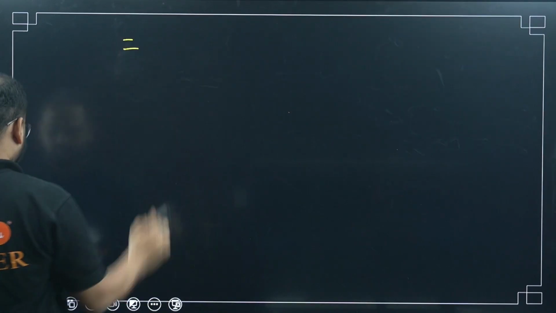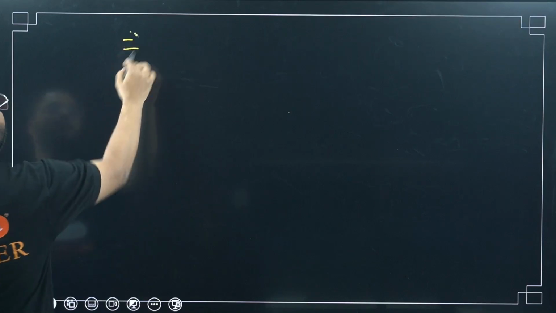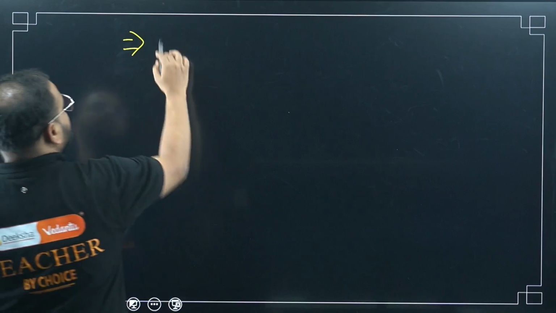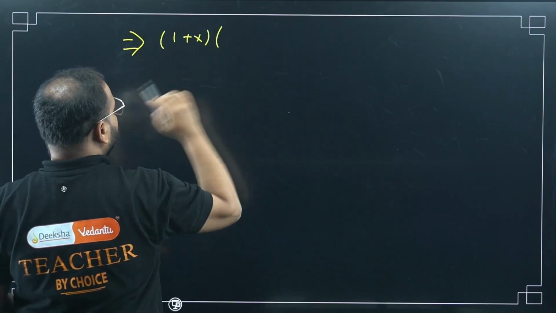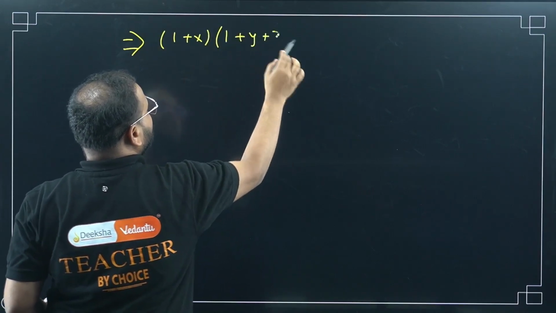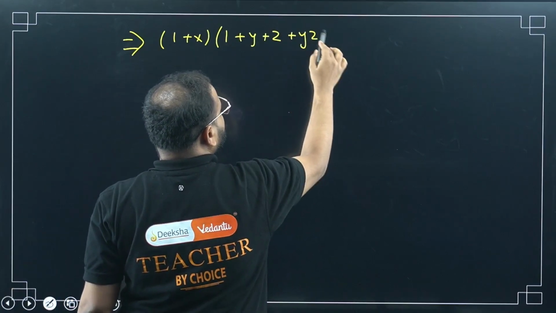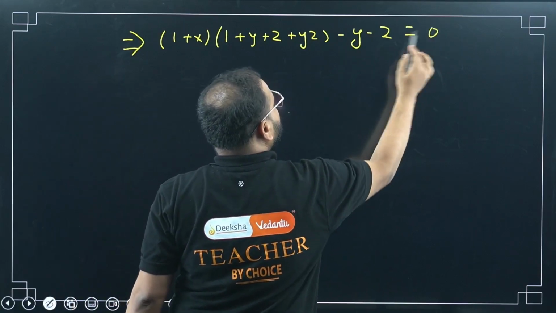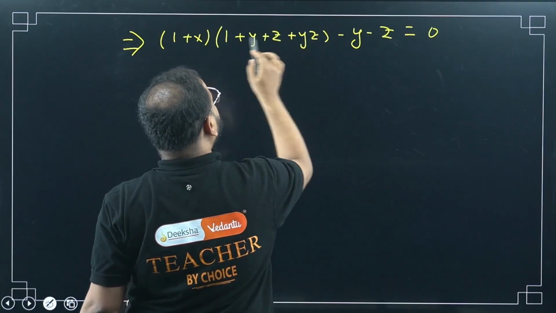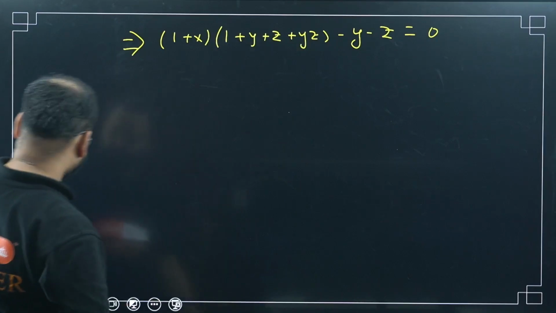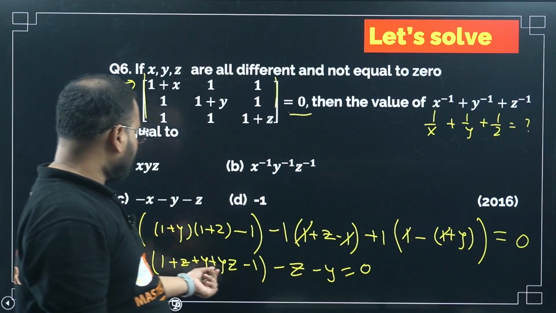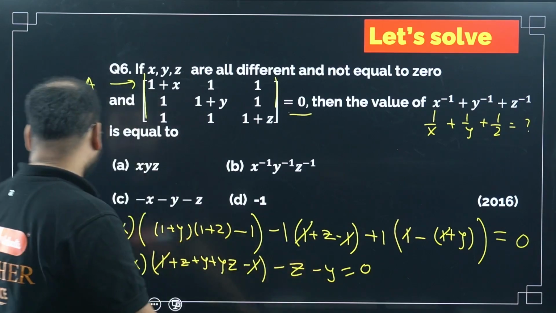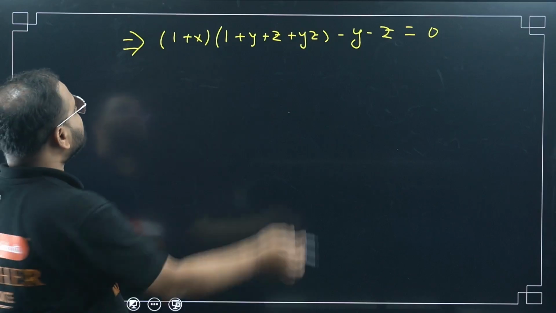So I'll rewrite the last statement. It is 1 plus x times, how much is it? 1 plus y plus z plus yz minus y minus z, equals to 0. These are all z's. Anything else? Please see: 1 plus z plus y, yz, and this 1 and 1 cancels. So minus z minus y equal to 0. Let's multiply this.